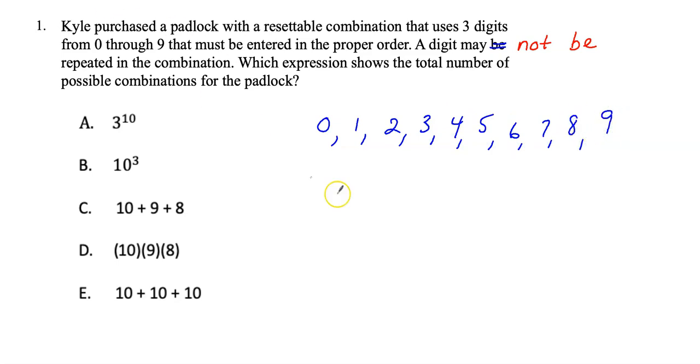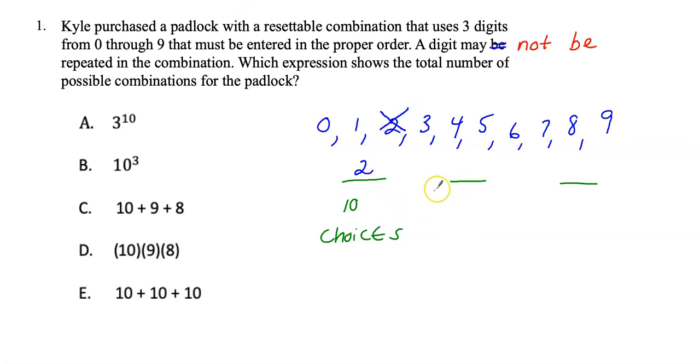So let me just write out my digits again real quick. So for the first digit, I would still have 10 possible choices, right? 10 choices. Let me just do the second and the third. So let's say for the first digit under this scenario, I picked the 2. Now, if it says a digit may not be repeated, then you can't use the 2 again, so you need to cross it out.